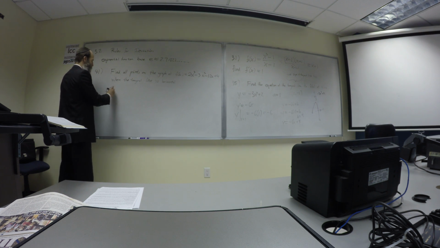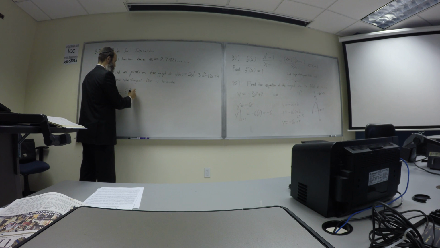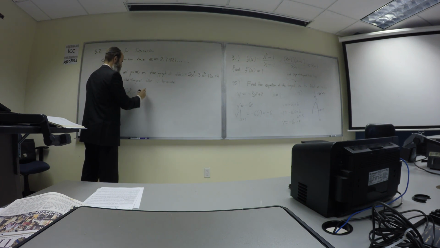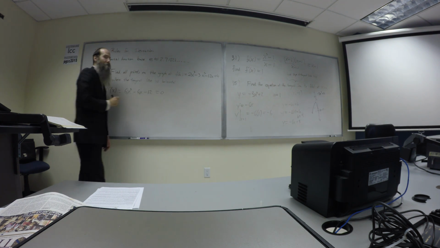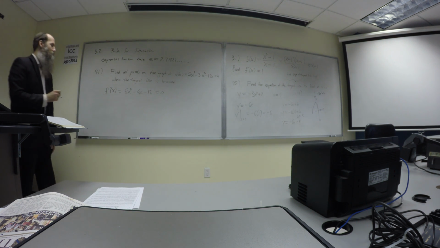What's F prime? Tell me, Chan, I can't hear you. 6x squared minus 6x minus 12. And we want to set that equal to 0, right? Where the slope of this curve is 0. That's where the tangent line will be horizontal.